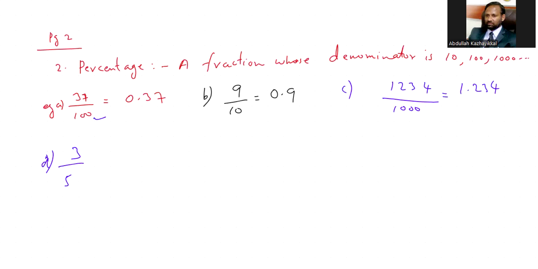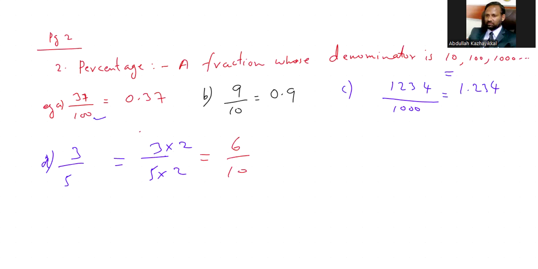Now, how can we make this percentage? The denominator must be 100 or 10. Can we make denominator 10? Yes. 3 by 5, I can write into 2. Here also into 2. Numerator and denominator, we have to multiply by the same number. Yes? So, that means 6 by 10. 3 by 5 means 6 by 10.